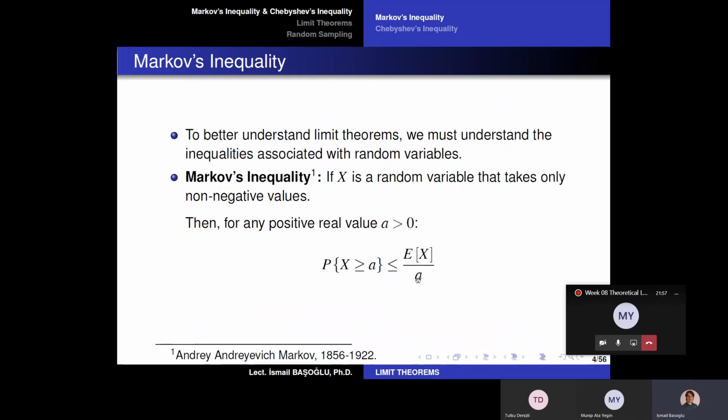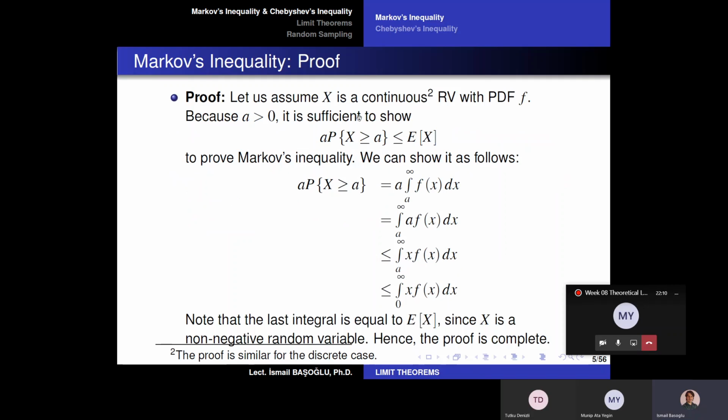So for a positive value of a, all we need to show is what? We need to show that a times this probability is less than or equal to the expected value of x. Okay? So when we multiply that probability with a, that value should be less than or equal to the expected value of x. And all we need to do to show that Markov's inequality is true is to show that a times the probability of x being greater than or equal to a is less than or equal to the expected value of x. And let's show that. Now you will see that it is very easy to show.